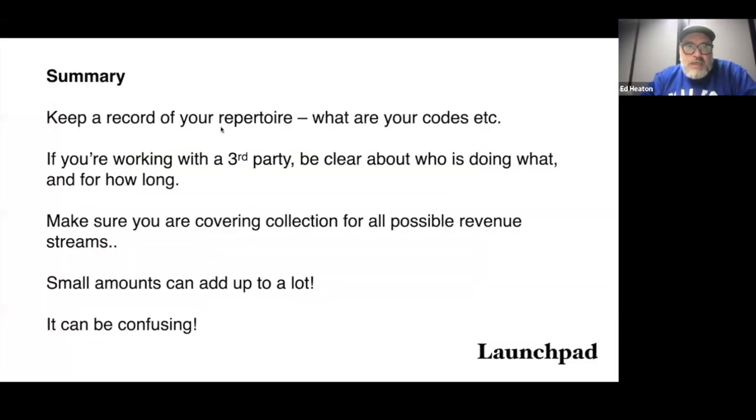So to summarize, keep a record of your repertoire. What are your codes, etc. Make sure you're on top of the ISRC codes of your work, know the tune codes of your work, the ISWC code, which is assigned via PRS as well, which is for international usage of your music. If you're working with a third party, be clear about what they're doing and how long it is for. If you're working with a publisher, how long are they retaining the rights for? What are they doing with it? What are their responsibilities? Make sure you're covering collection for all possibilities of revenue streams.